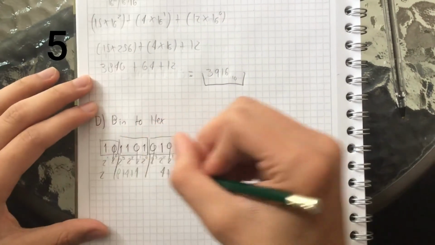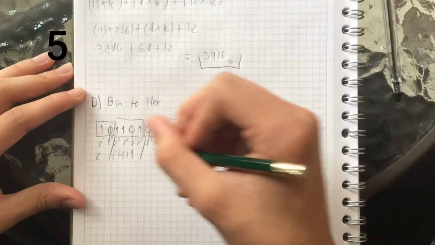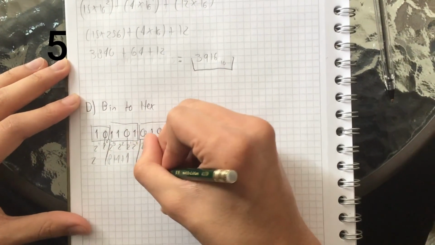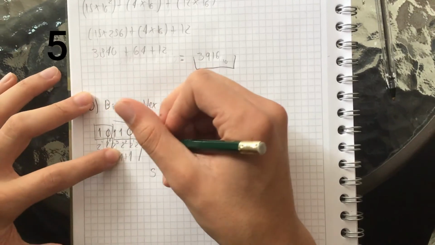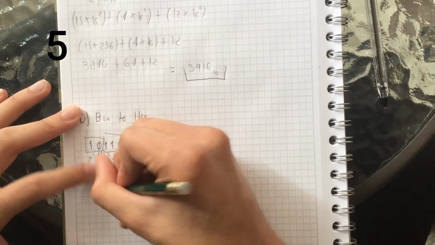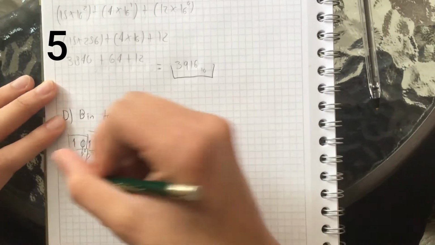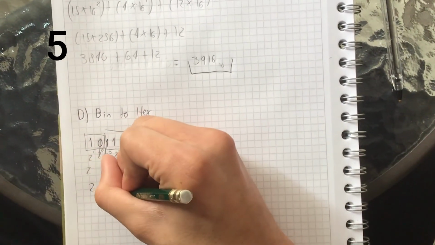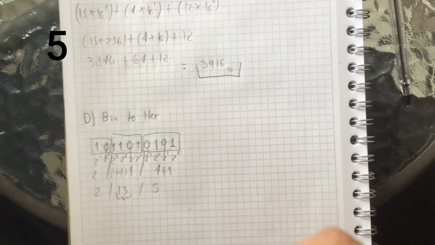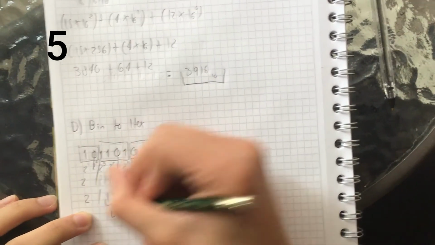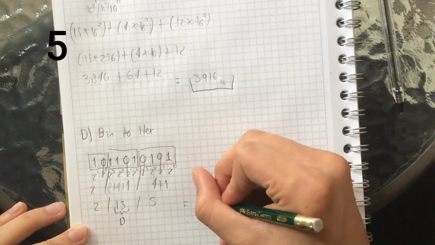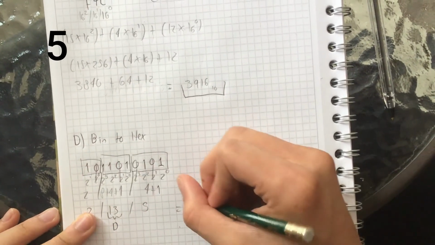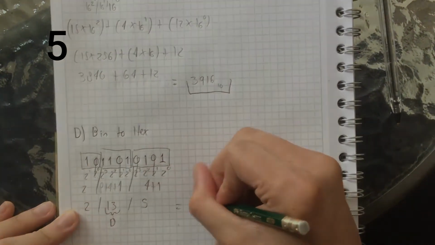So we need to add each number that gave us in each group. 4 plus 1 equals 5. 8 plus 4, 12, plus 1, 13. And lastly, we got 2. So as 13 in the hexadecimal system is a letter, which is D, the final result would be that this binary number is 2D5 in the hexadecimal system.